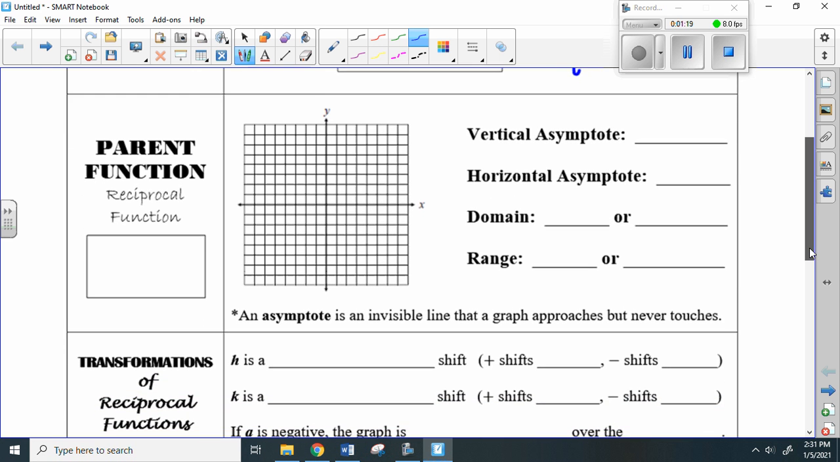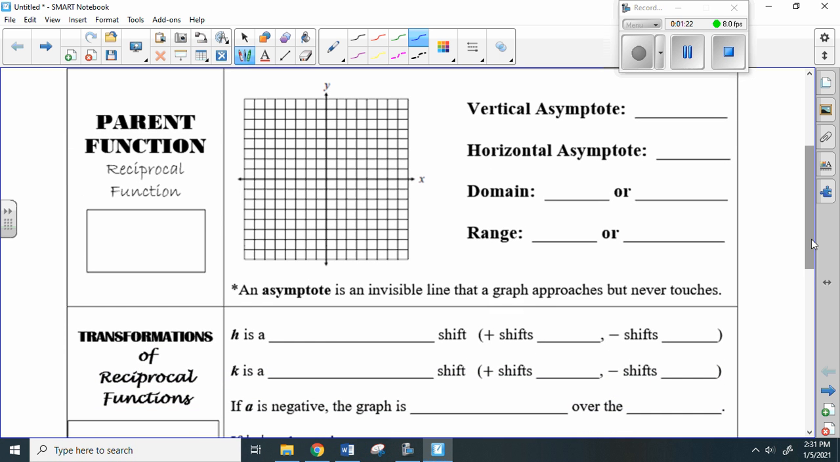All right, so the parent function, because remember when we're graphing, which is what we're starting today, we typically look at a parent function. What is the most basic form of the function, and what does its graph look like? The parent function is called the reciprocal function because it looks like the reciprocal of x, because it's 1 over x. So that is the parent function for all rational functions. And here's what it looks like.